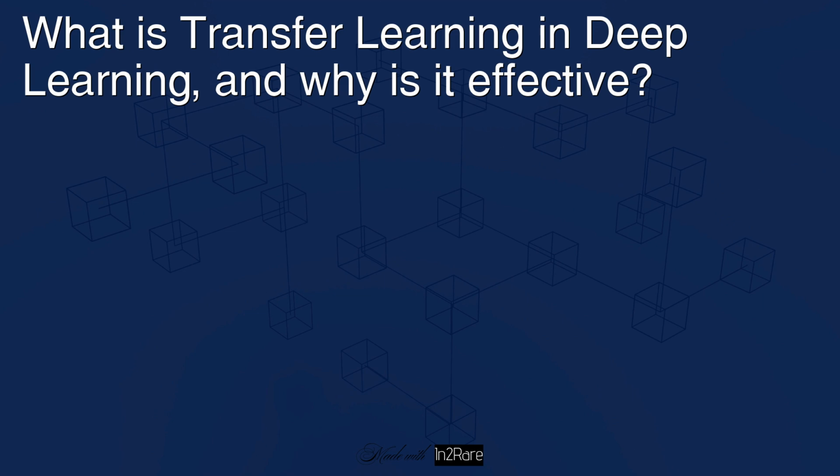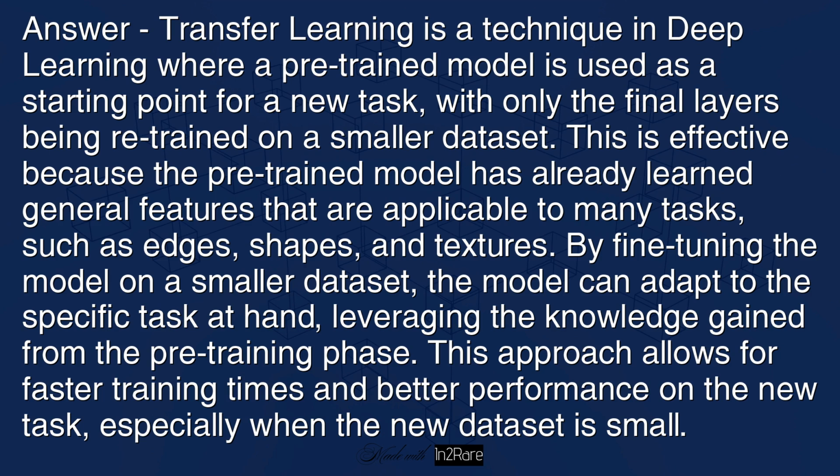What is transfer learning in deep learning, and why is it effective? Answer: Transfer learning is a technique in deep learning where a pre-trained model is used as a starting point for a new task, with only the final layers being retrained on a smaller dataset. This is effective because the pre-trained model has already learned general features that are applicable to many tasks, such as edges, shapes, and textures. By fine-tuning the model on a smaller dataset, the model can adapt to the specific task at hand, leveraging the knowledge gained from the pre-training phase. This approach allows for faster training times and better performance on the new task, especially when the new dataset is small.